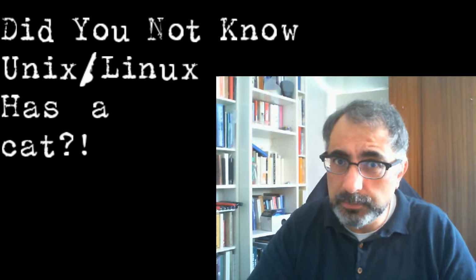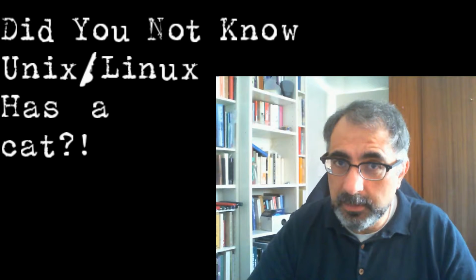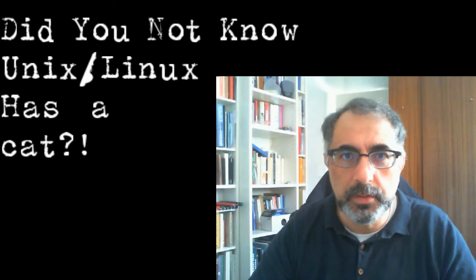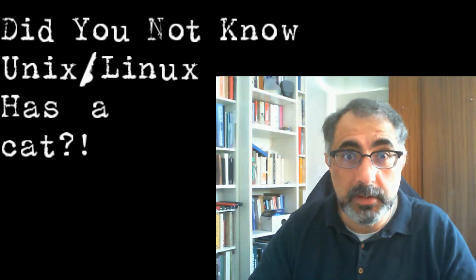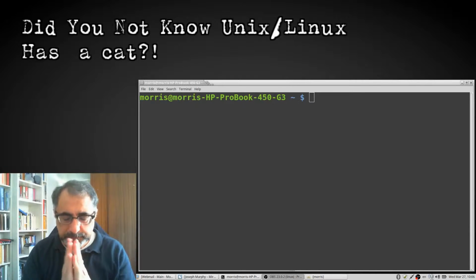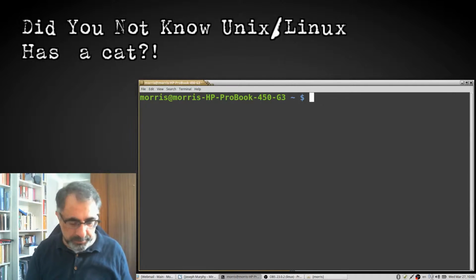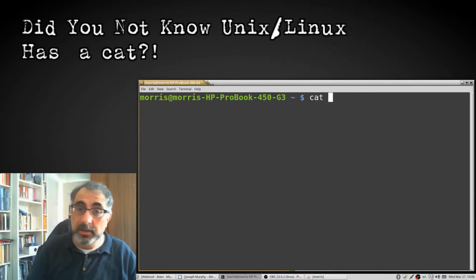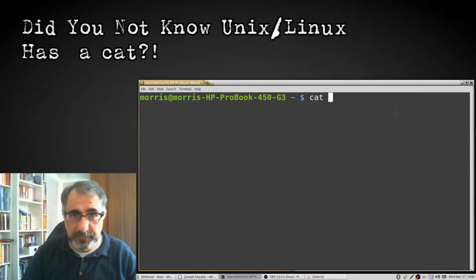Did you not know that Unix Linux has a cat? There is a cat wandering around Unix Linux world. We're going to look at this today. Okay, so there is actually a cat in the Unix Linux system. If you type cat, this is a command. What can cat do? So cat can display the content of a file.